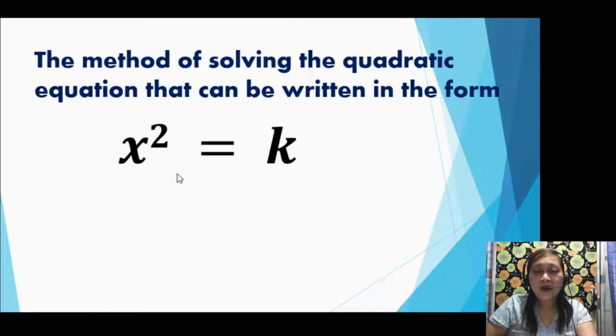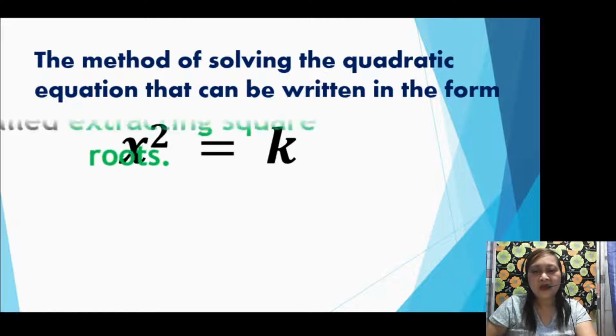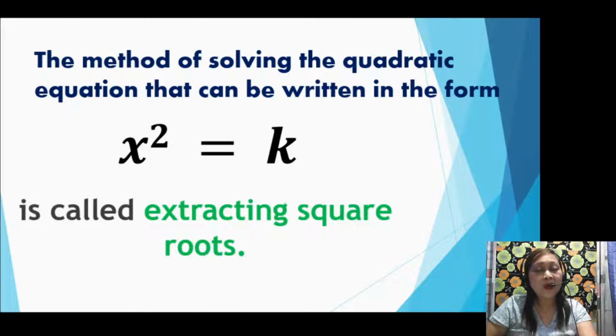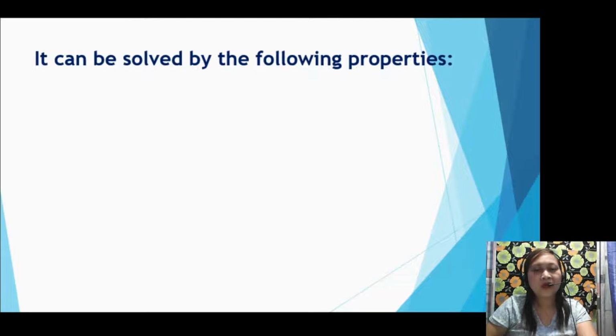So, what do you observe, class, in our equation here? x squared is equal to k. Anybody can give his or her observation? Yes, there is no linear term, meaning the value of b here is equal to 0. So this is called extracting square roots. It can be solved by the following properties.